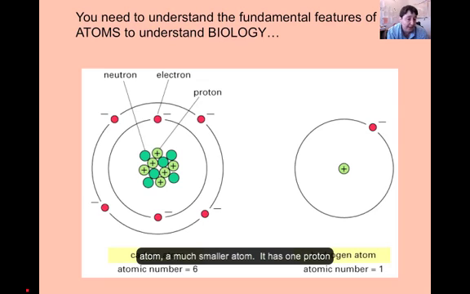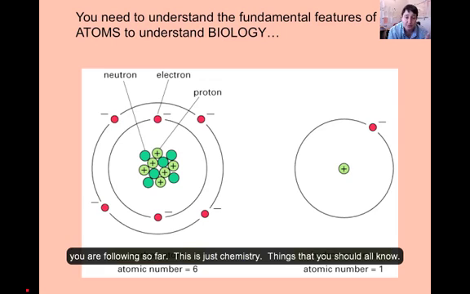Now, if you look at a hydrogen atom, much smaller atom, it has 1 proton in the nucleus. There's no neutrons. It has a molecular weight of 1 Dalton. It has 1 electron, also not charged. So when you start manipulating these atoms, if you take away the 1 electron from hydrogen, right, it now has a charge of +1. It's no longer called hydrogen. What is it called? It's called a proton, right? Or what else? H+. All right, so I hope you're following so far. This is just chemistry, things that you should all know.